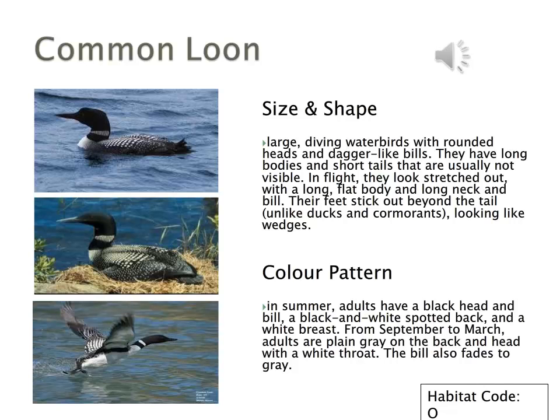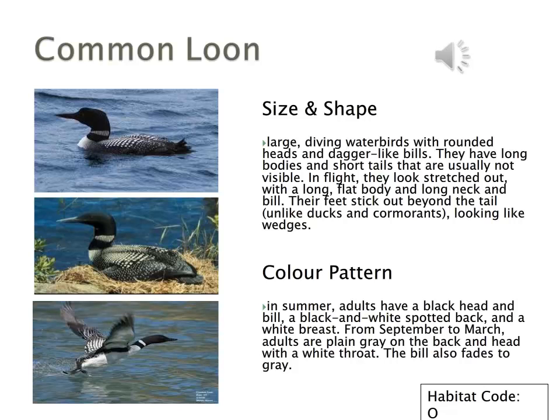They're large water diving birds. They have rounded heads with dagger-like bills for impaling and catching fish. In flight, they do look stretched out. They're very long and lean. Their feet stick out beyond the tail, unlike other ducks and cormorants, which is one way you can tell them apart while they're in flight.